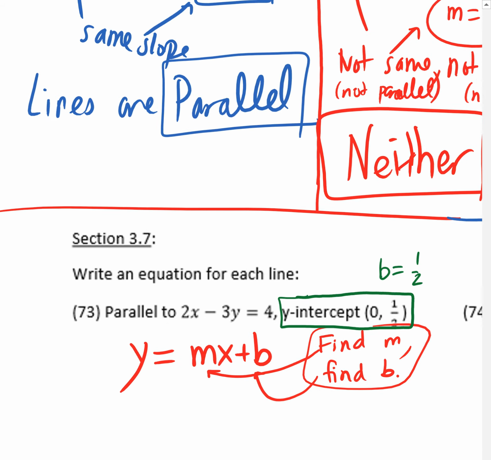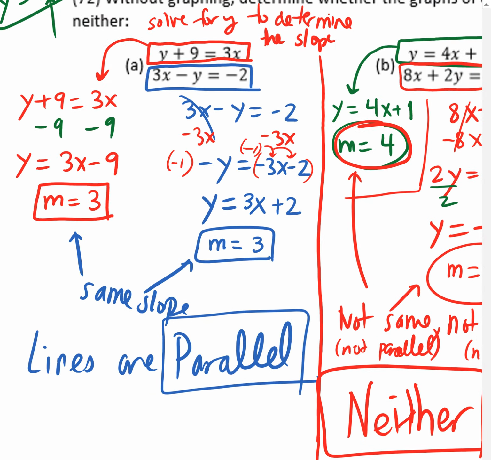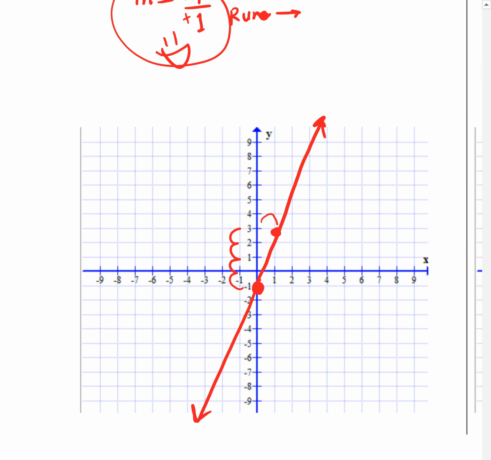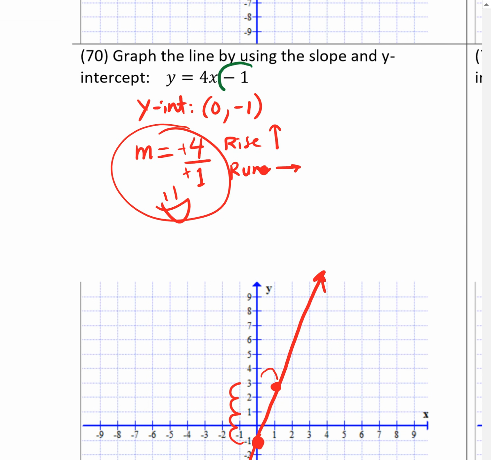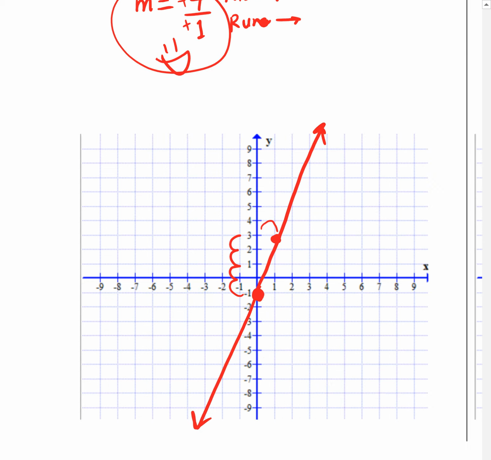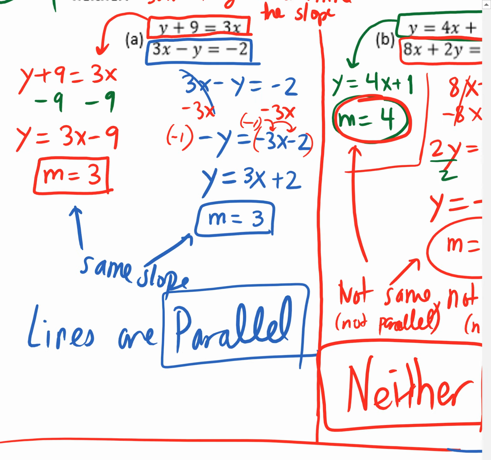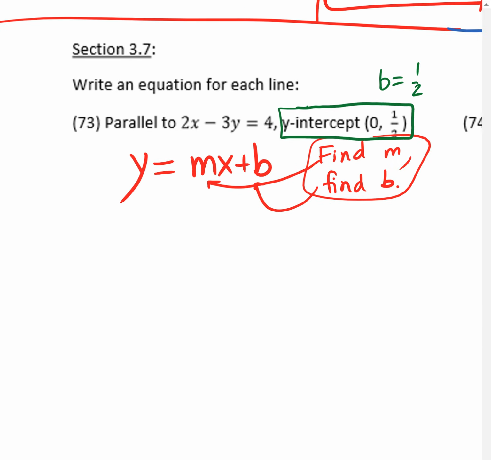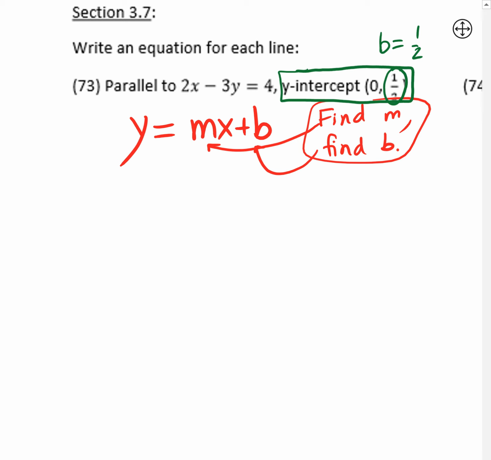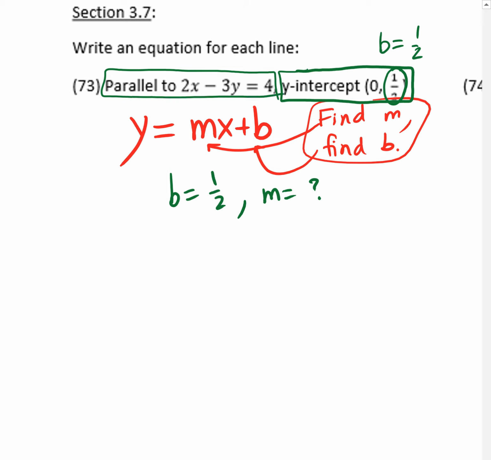Because remember, up here, whatever the number at the end was, the y-intercept is 0, comma that. So b is always the y value of the y-intercept. So this time they're giving us the opposite. They're giving us the y-intercept, and we have to find b. But we know that the y value, 1/2, is going to be b. So we know b. We just have to figure out what m is.